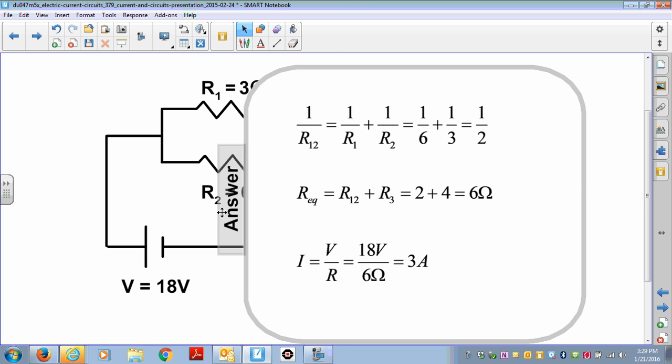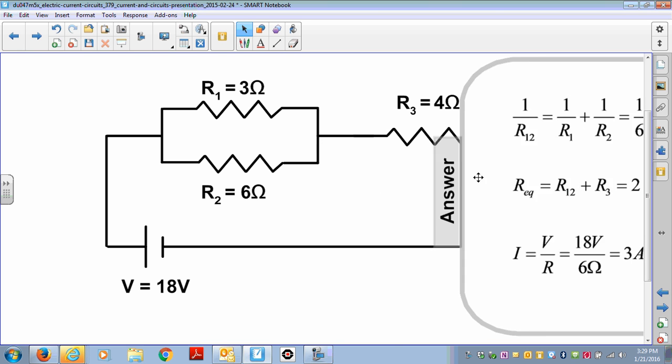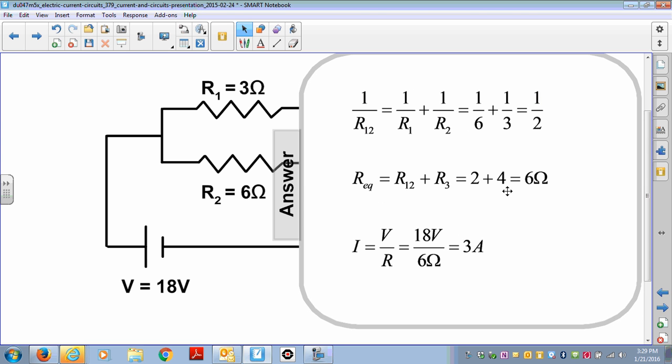Okay, so let's take a look at the solution. The first thing we're going to do is add R1 and R2 in parallel, and that's going to give us 2 ohms. Now that we have a 2 ohm resistor here, it's in series with the 4 ohm resistor here. So 2 plus 4 gives us 6 ohms. The current is equal to the total voltage of the battery, 18 volts, divided by the total equivalent resistance, which is 6 ohms. That gives us 3 amps.